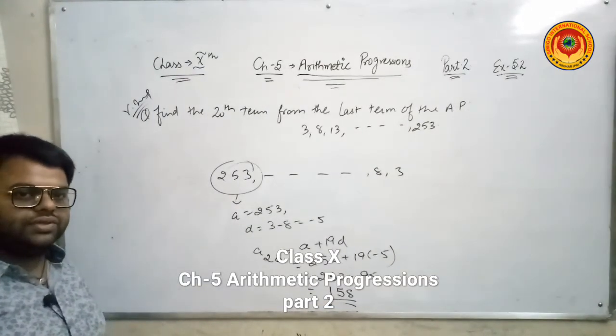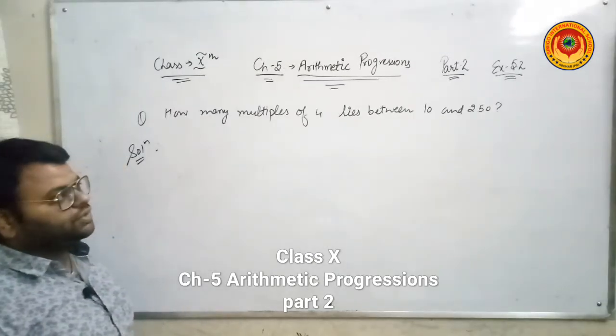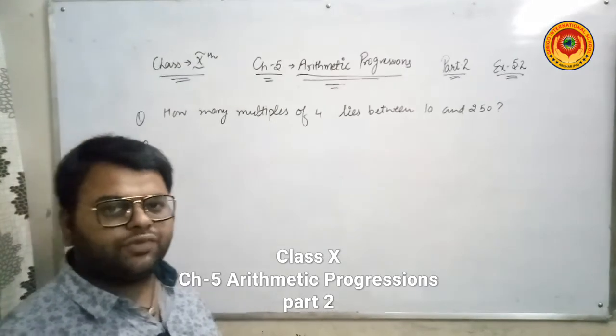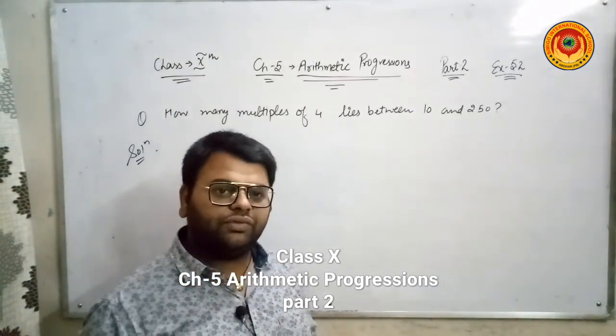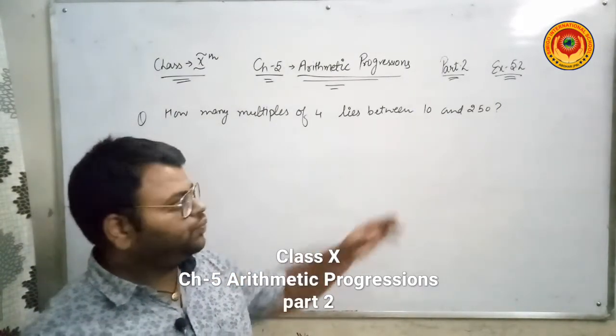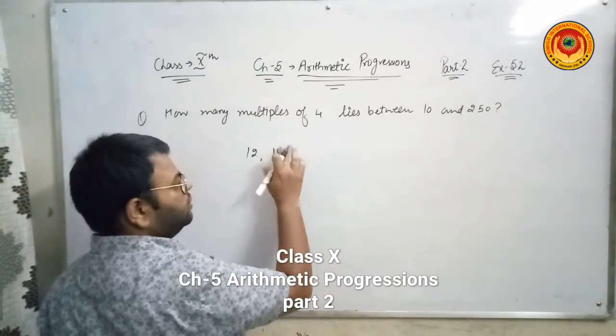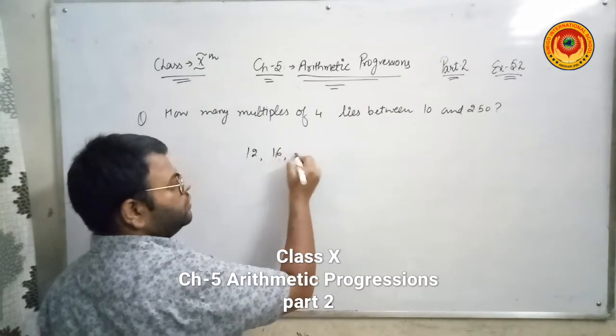Okay. So now next question. Question is how many multiples of 4 lie between 10 and 250? Multiples of 4, that is divisible by 4, means the 4 table. Yes, what's the 4 table? 4 1s are 4, 4 2s are 8, 4 3s are 12. After 10, which one starts? 12. Yes, so add 4 to 12, 16, and so on.